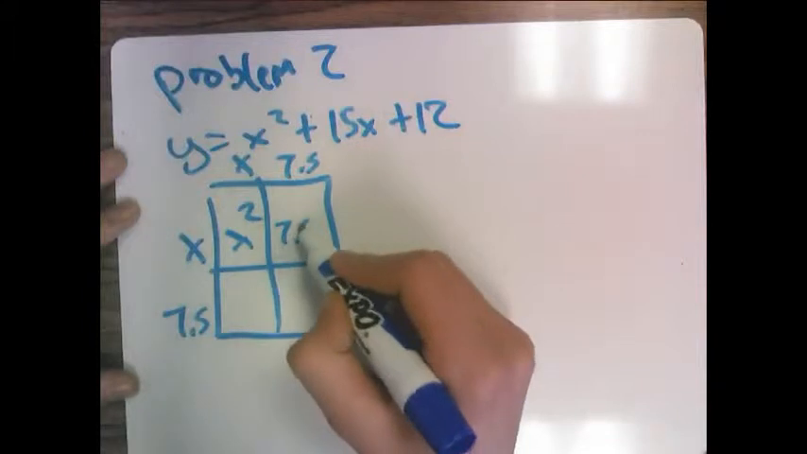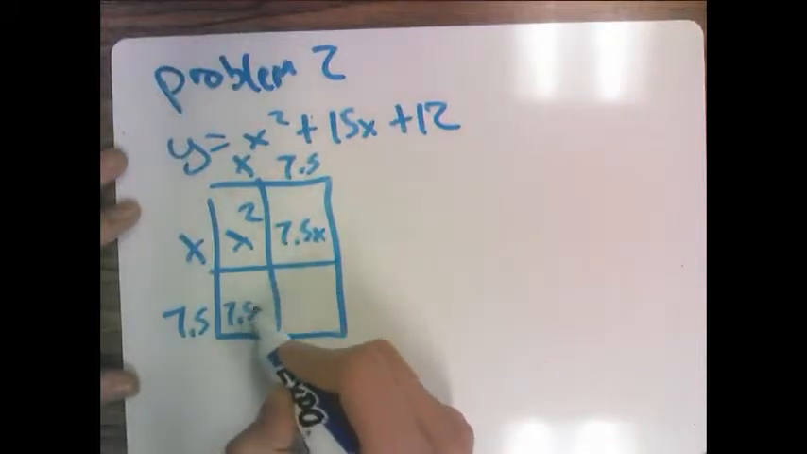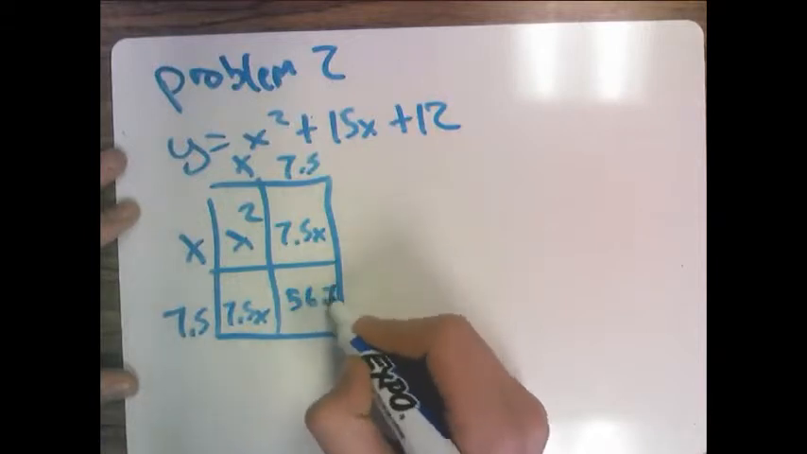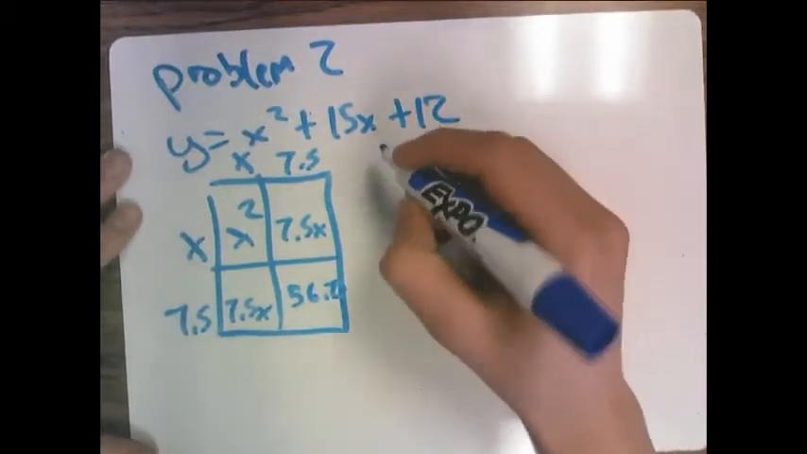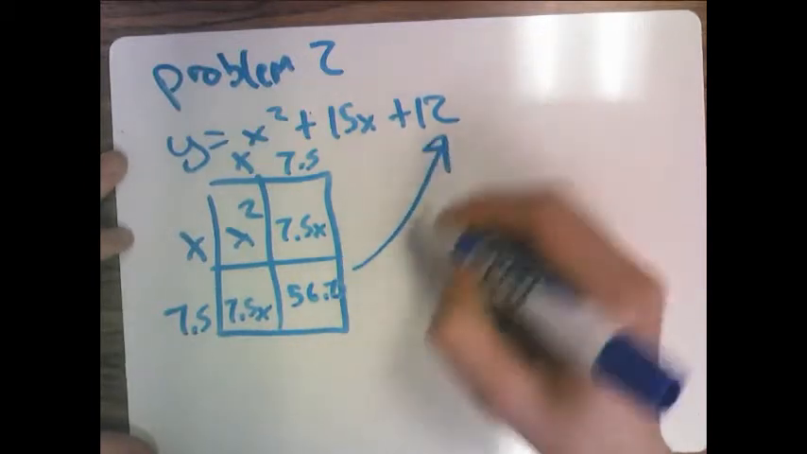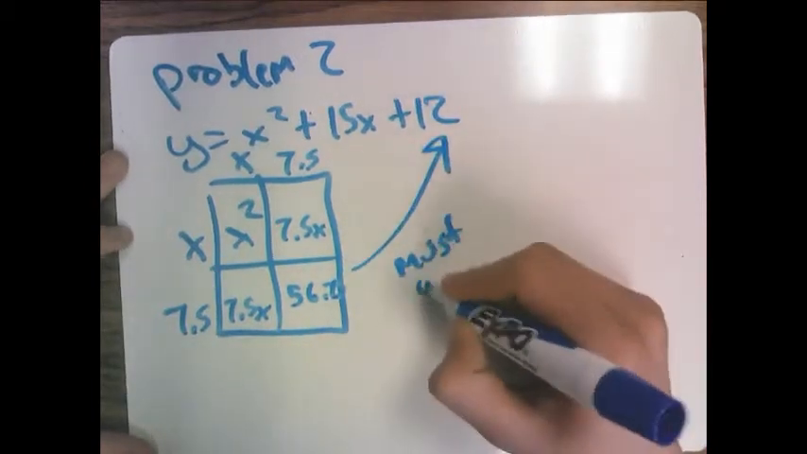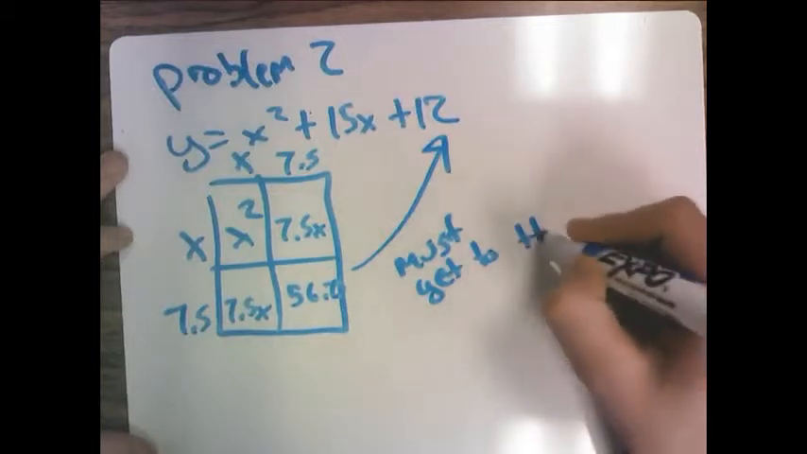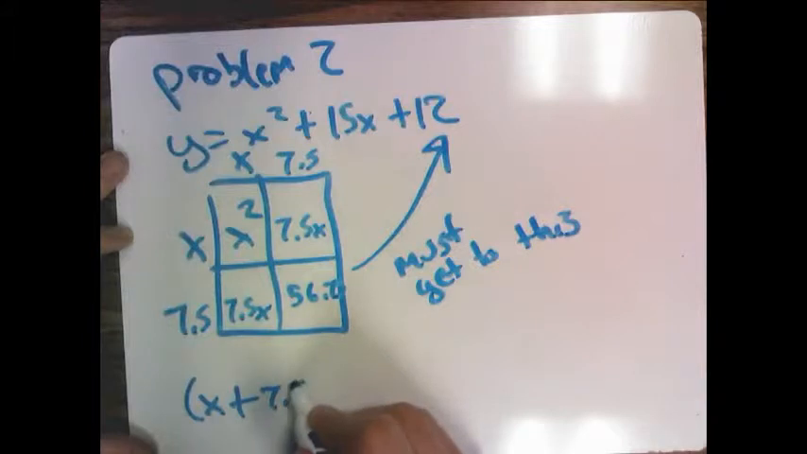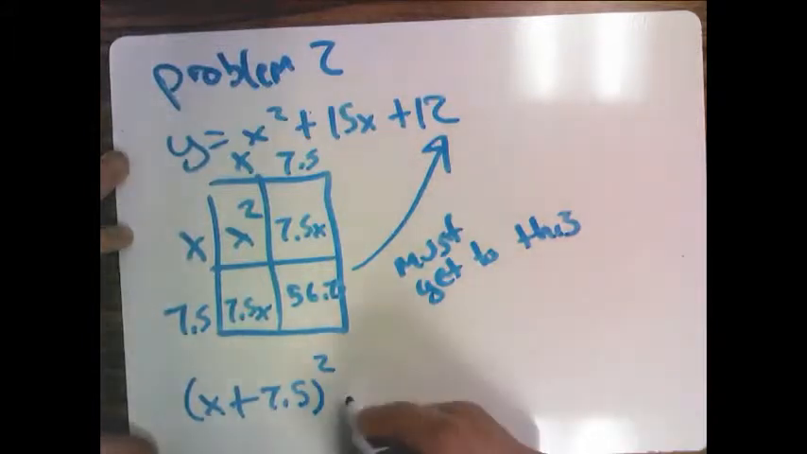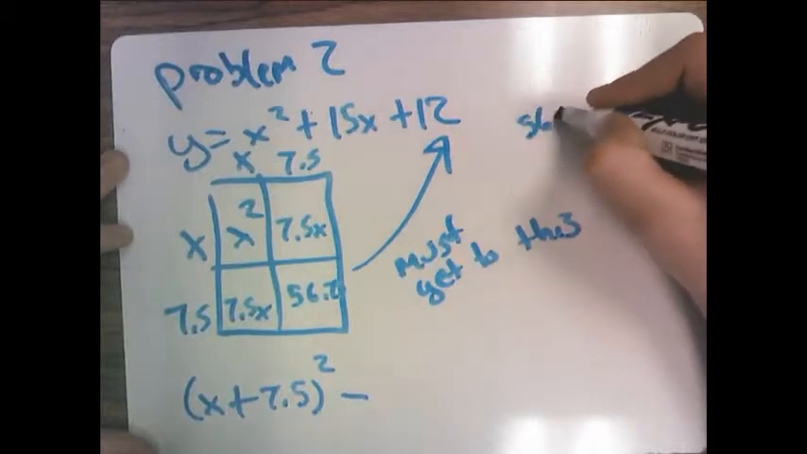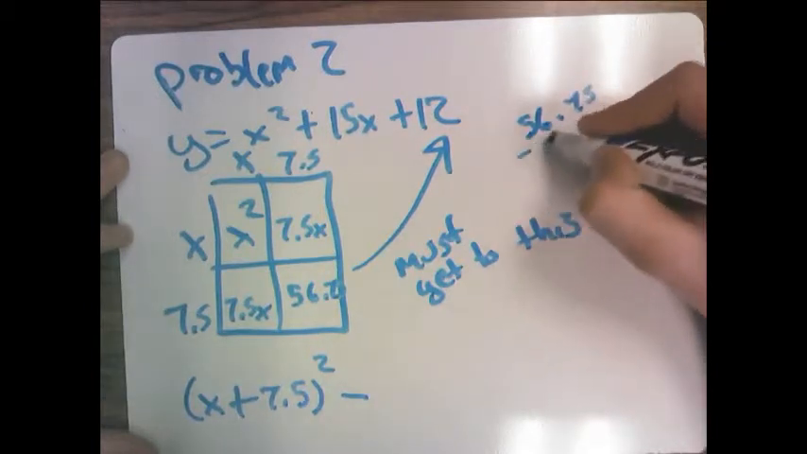Multiply it out: x squared, 7.5x, 7.5x, and 56.25. Now the 56.25 should get to the 12, so we have to subtract 44.25 from this. x plus 7.5 is our main body squared. Now we have to subtract the 44.25 to get to the original 12.